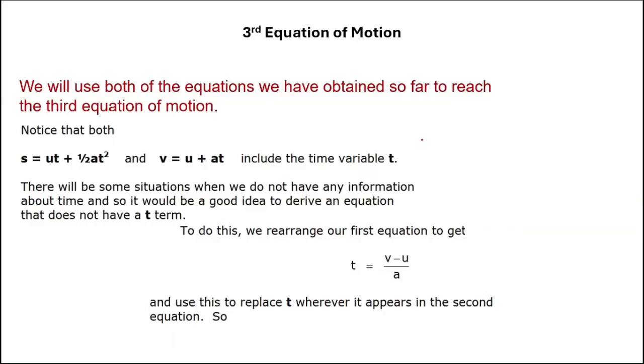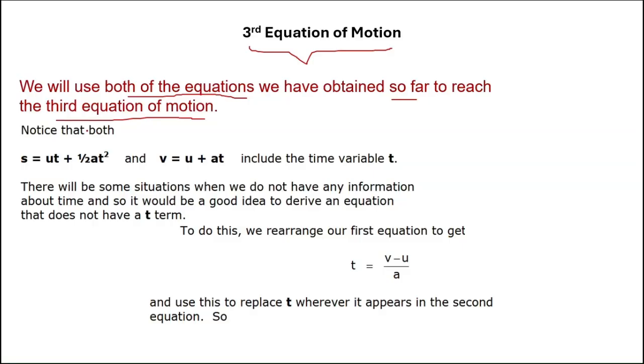Now we will find the third equation of motion. This is a bit of a complex method because it involves a lot of mathematical operations and calculations. So we will use both of the equations, equation 1 and equation 2, that we have already obtained so far, to reach and find the third equation of motion.